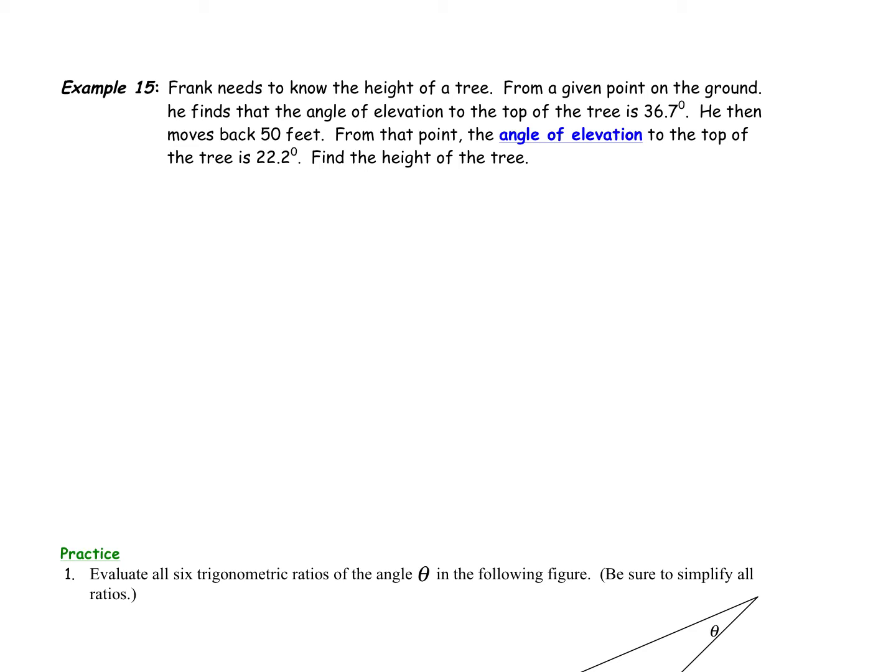In notes 6.2, example 15, we're going to use right triangle trig to determine, in this case, the height of a tree. So the problem says Frank needs to know the height of a tree. From a given point on the ground, he finds that the angle of elevation to the top of the tree is 36.7 degrees. Then he moves back 50 feet from where he was, and then he looks up, and from that point, the angle of elevation to the top of the tree is 22.2 degrees, and we're asked to find the height of the tree.